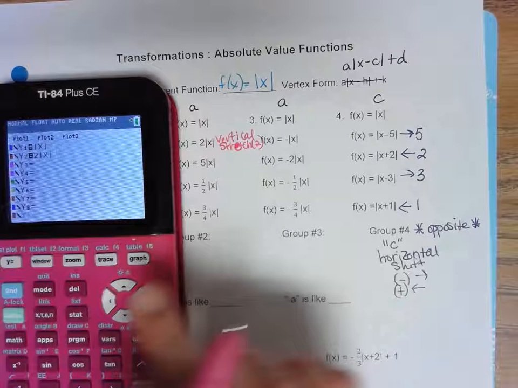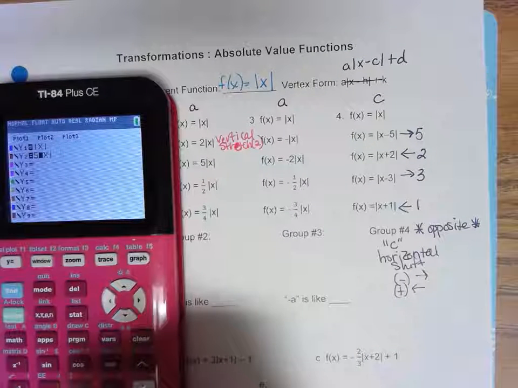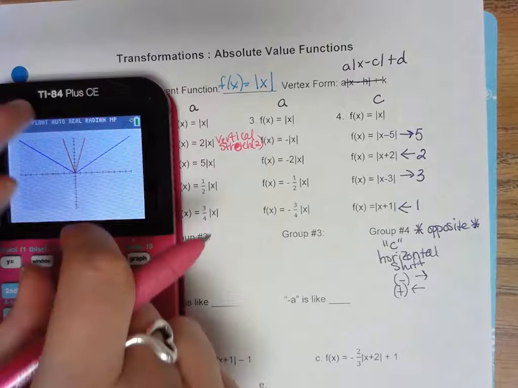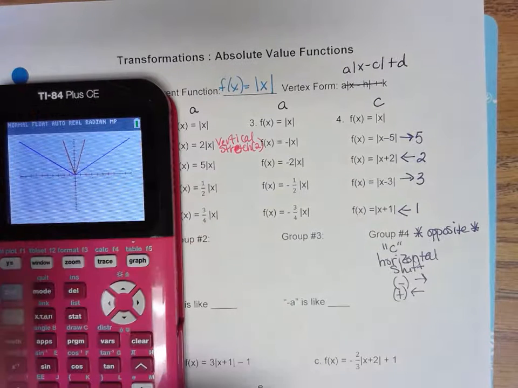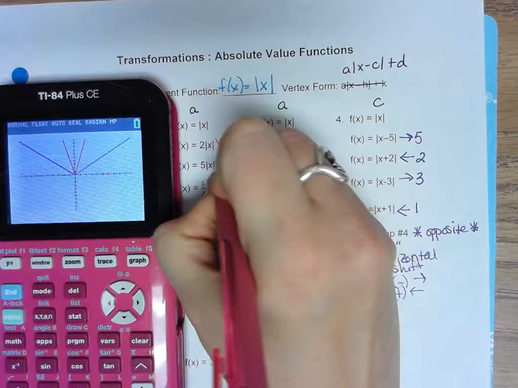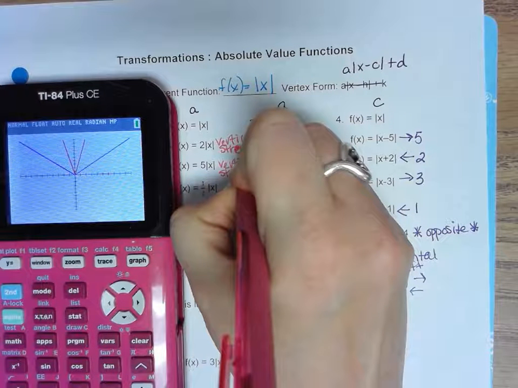So if I want to look at 5x, I'm going to put a 5 there and hit graph. Again, I took the y-axis and I pulled really a lot this time because it's way thinner. So this is another vertical stretch, and it's by 5.